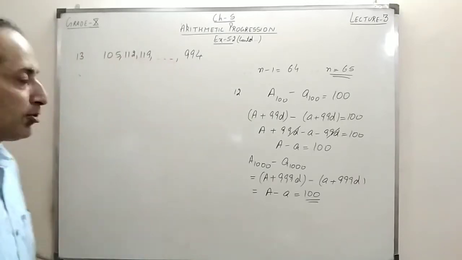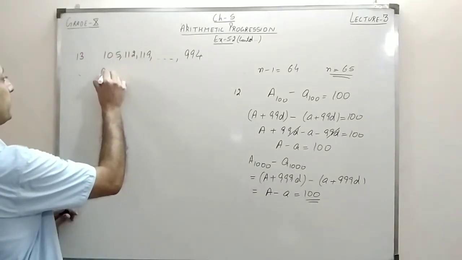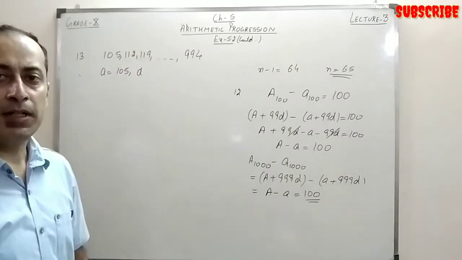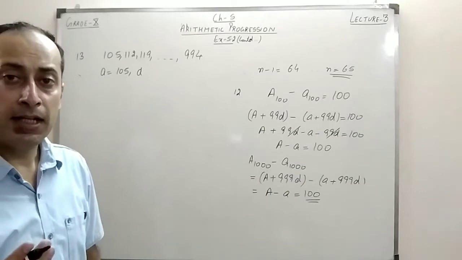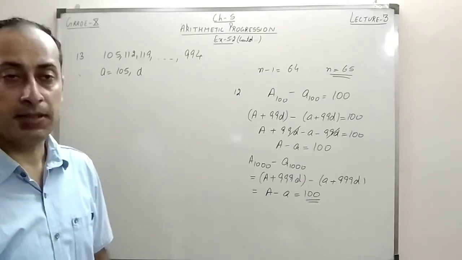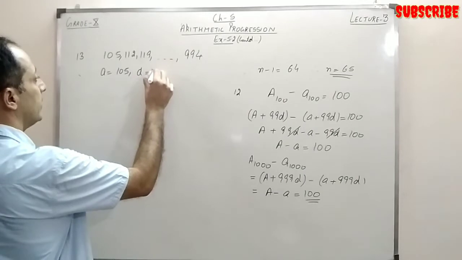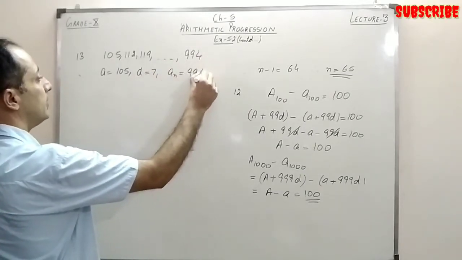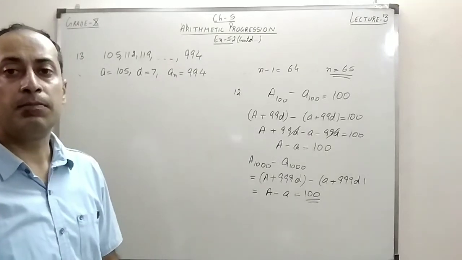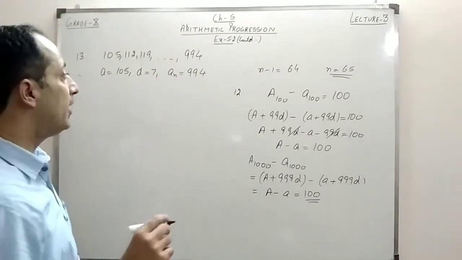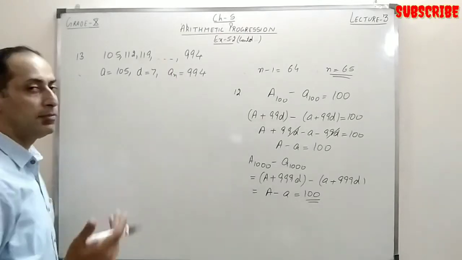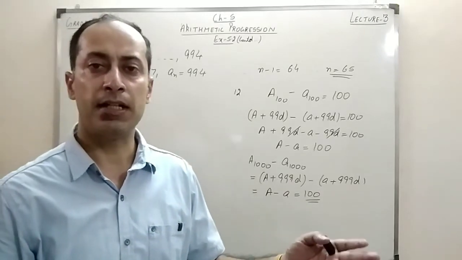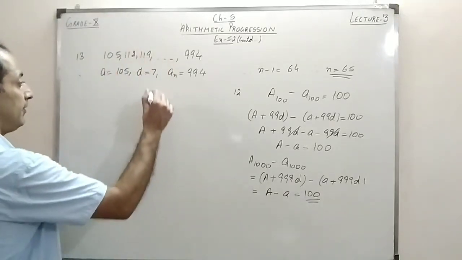Now what do I have in this question? I have the first term, and I have the common difference. Obviously the common difference would be 7 because we are finding the numbers which are divisible by 7. So D is 7, and AN is my last 3-digit number which is divisible by 7. So now what do I have to find? I have to find at what number this comes. It means I have to find N, that is the total number of 3-digit numbers that are divisible by 7.